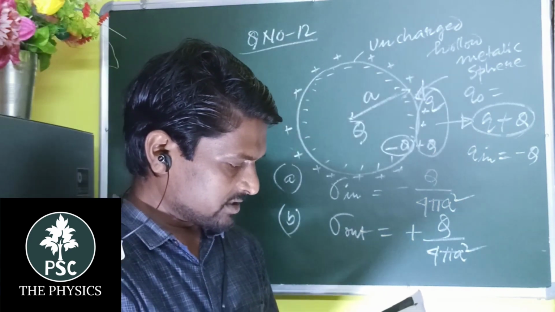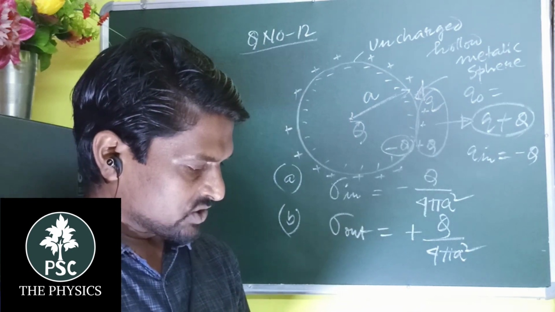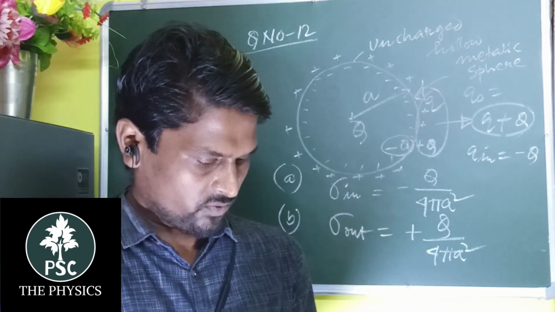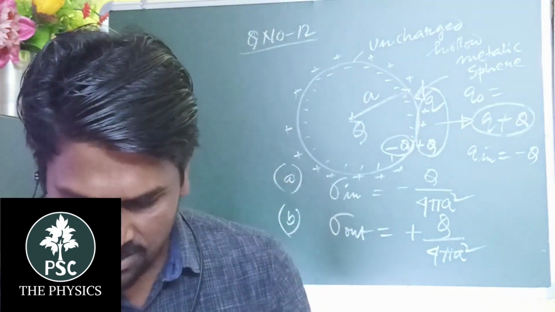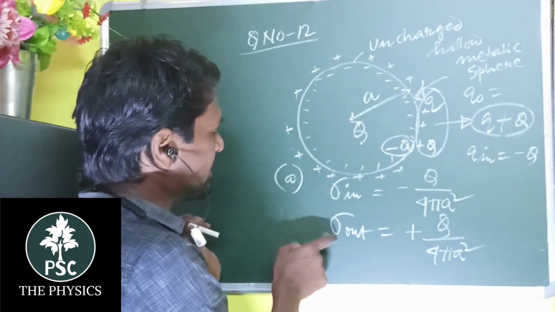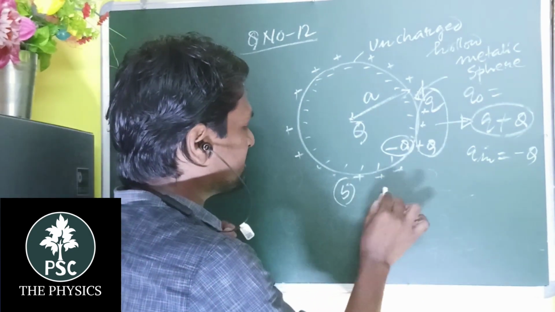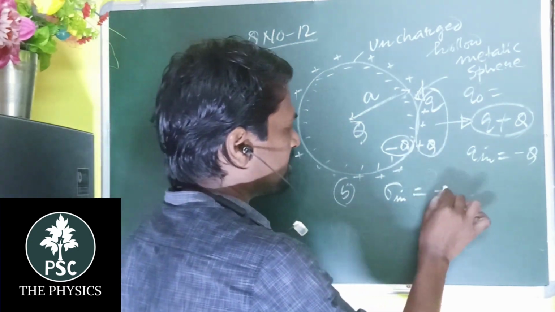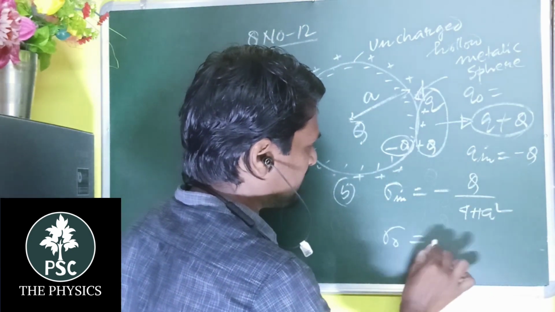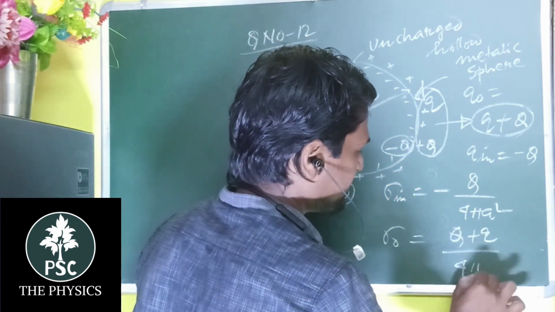If a charge small q is put on the sphere, what will be the surface charge densities on the inner and the outer surface? So this is the second part. A is the inside and outside, and in B you have to calculate the inside density. It will be 4 pi a square, but the outside one is positive, and it is Q plus q by 4 pi a square.